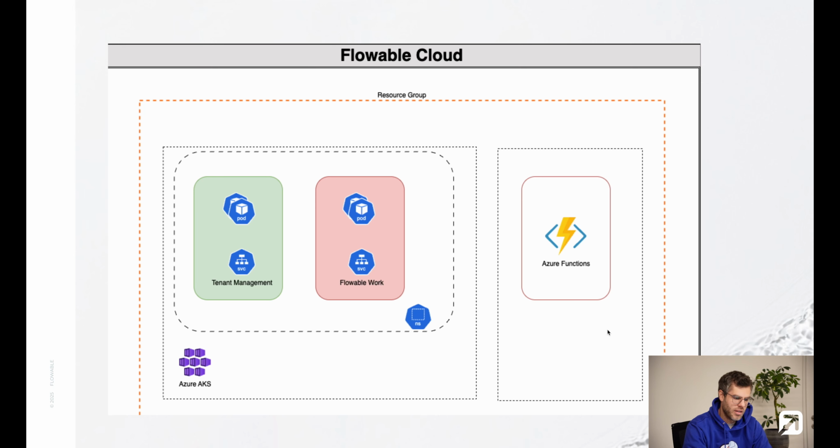Exactly. So how do we solve this? So what we did, basically, is remote scripting. So here we can see we have our Flowable Work application, which is running with some tenant management application. And we call it remote scripting because it's actually running in Azure Functions.